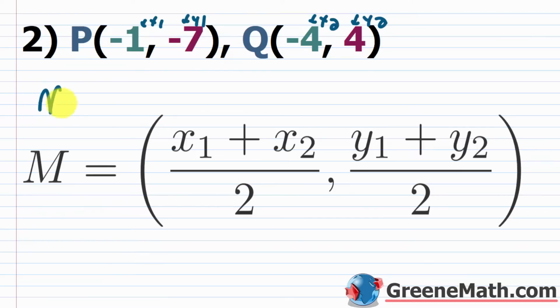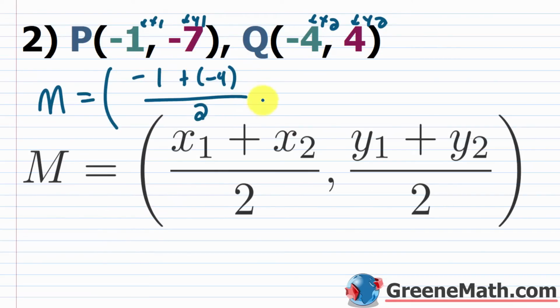So we use a capital M for the midpoint, and this is equal to, for the first guy, negative 1 plus negative 4, and then we're going to divide this by 2. And then comma, over here, you're going to go negative 7 plus 4, and this would be over 2. So just following this formula here.